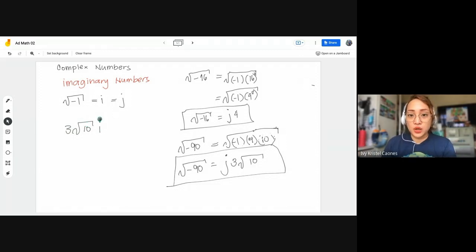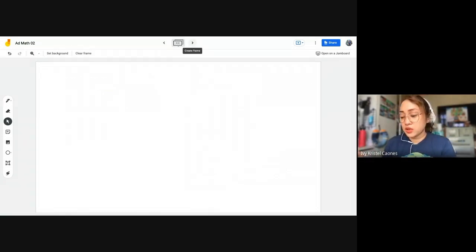It is after the numerical value in imaginary numbers. But in J, that's why we opt to use J. Sometimes the I gets mixed up and causes confusion with the actual numerical value. So, I hope that's clear.